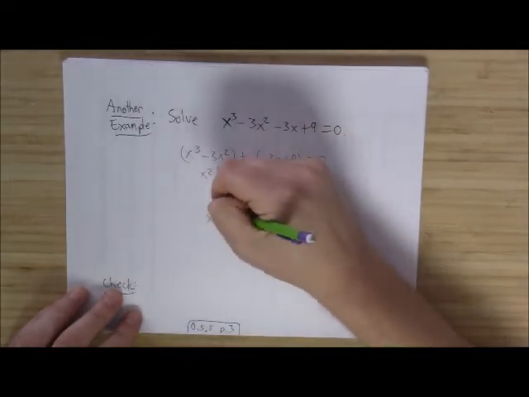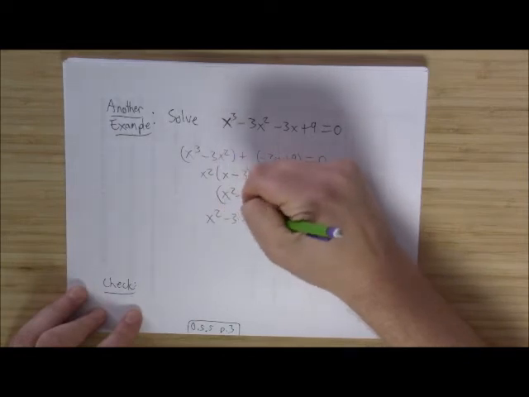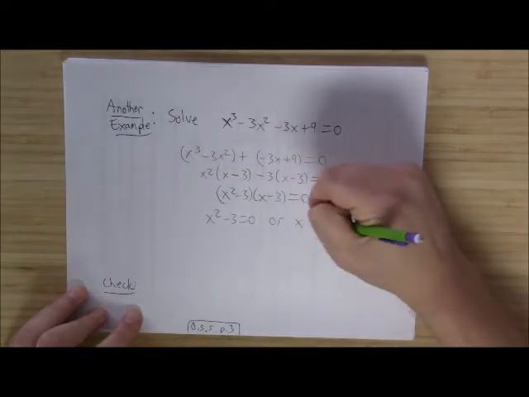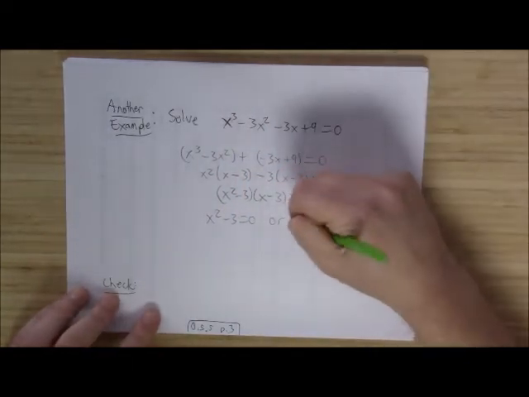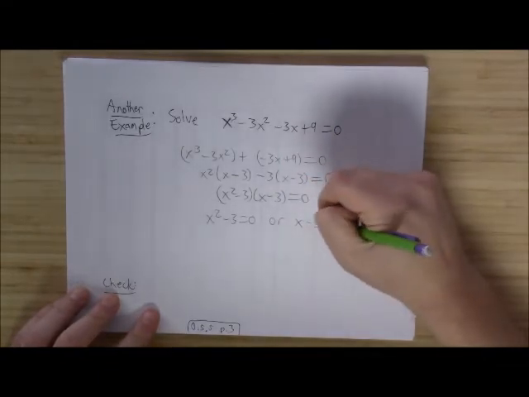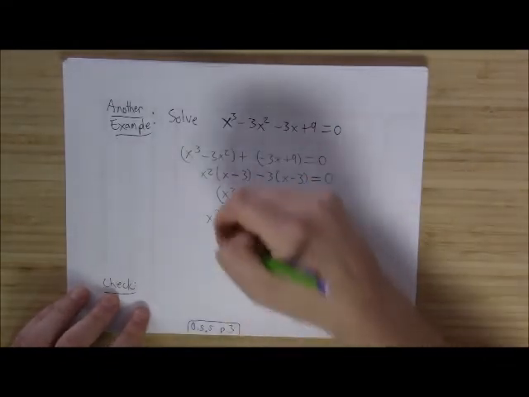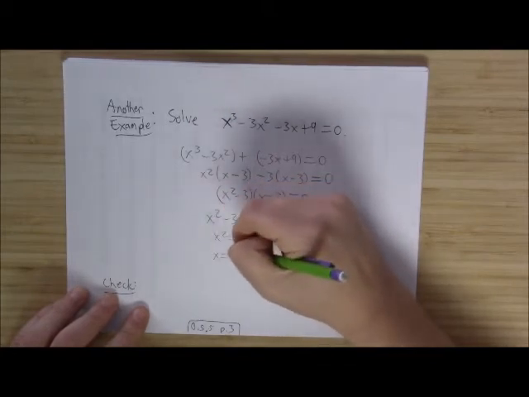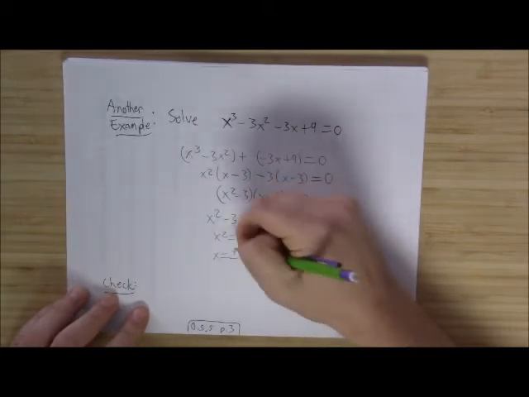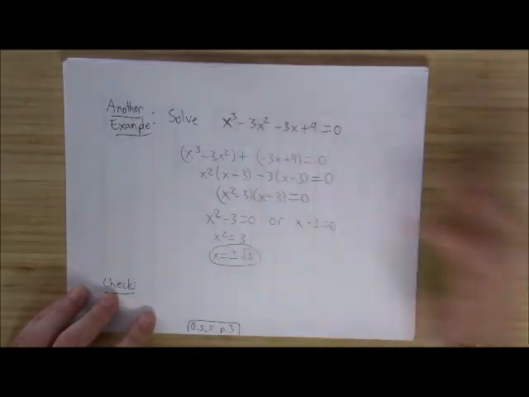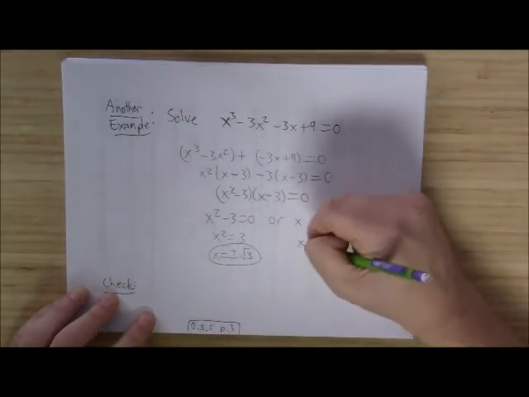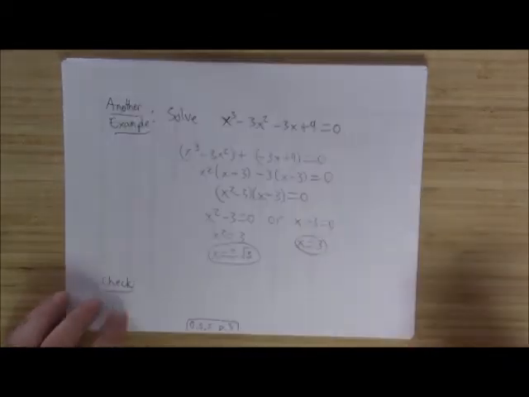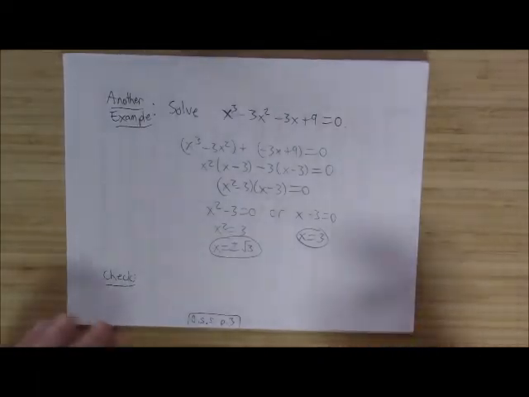That tells me that either x squared minus 3 equals 0 or x minus 3 is 0. Well, here I can do the square root procedure, and I get x squared equals 3. Take the square root, I get x equals plus or minus square root of 3. Over here, if I take 3 to the other side, I get x equals 3. Okay, let's check both of those solutions.